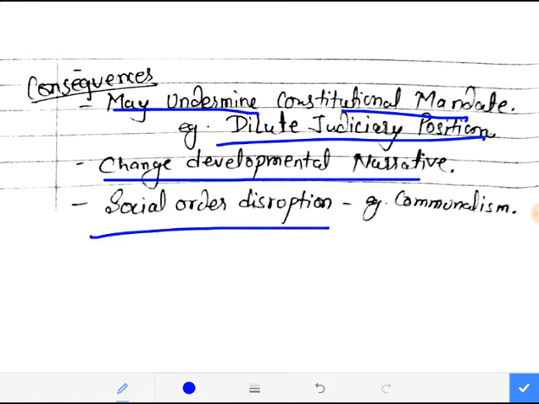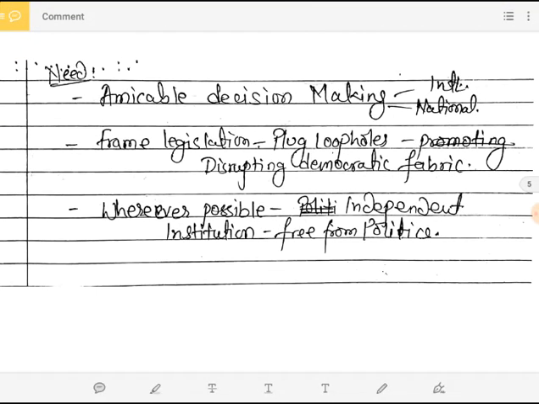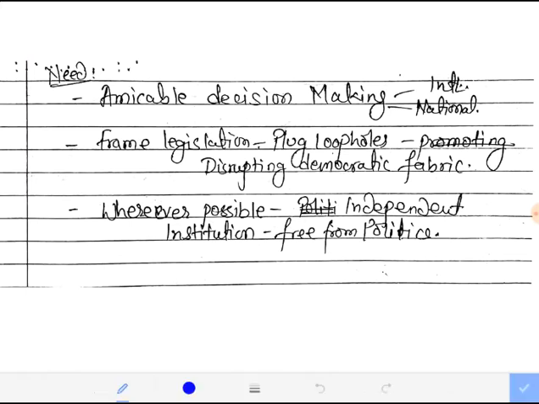Next, social order is also getting disrupted because incidents of communalism are also being seen in society due to this, right? Now, what is the way forward? As I've already discussed, there must be amicable decision making from international as well as national perspectives. For the international perspective, I have already given the example of the United Nations Security Council, all right? There must be amicable decisions among all the stakeholders.